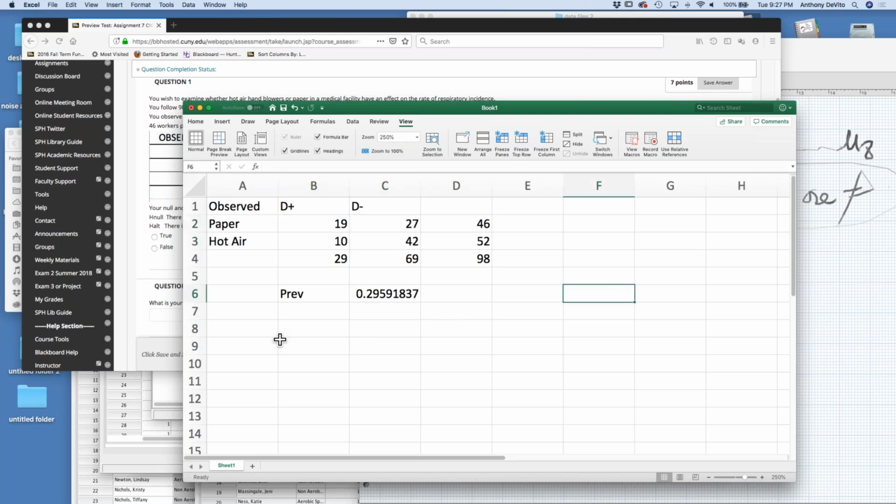I'm not going to leave it the way it is. So now I'm going to create a new table for expected values. Okay, down here, and I'm going to take a look at this. So I'm going to take the totals here. 46, 52, and 98. Okay, that's the number of people that use paper towels and so on and so forth. And this is paper. Oops. Expected values. I should have moved this down.